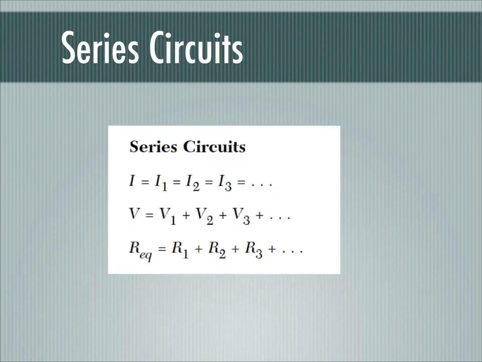So here is the summary for series circuits taken from our reference tables. In a series circuit, the charge flow rate is the same everywhere. The 1s, 2s, and 3s here refer to resistors or light bulbs. So if there were 3 light bulbs in a circuit, we would say the flow rate is the same in all 3 light bulbs as it is coming through the battery.